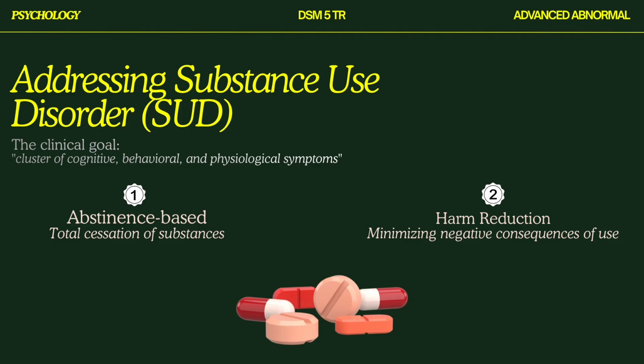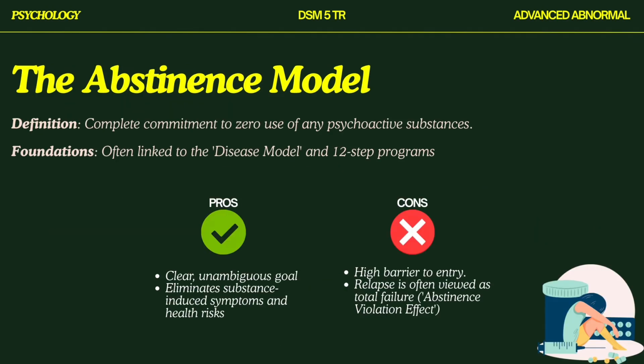Historically, the field has been divided into two primary camps, abstinence and harm reduction. While one demands the total cessation of use, the other focuses on meeting the individual where they are to reduce the immediate dangers associated with their behavior. The abstinence model is the traditional gold standard in many recovery settings. It posits that for an individual with a severe SUD, any use is a trigger for a return to disordered patterns. It provides a clear boundary for the patient.